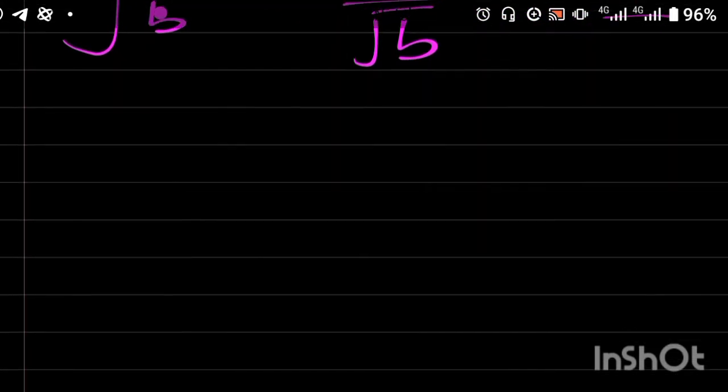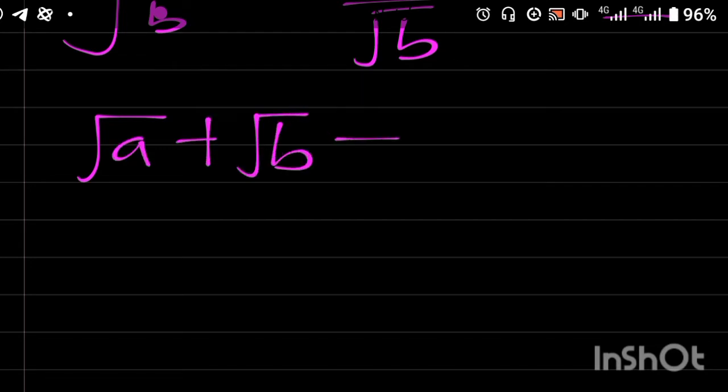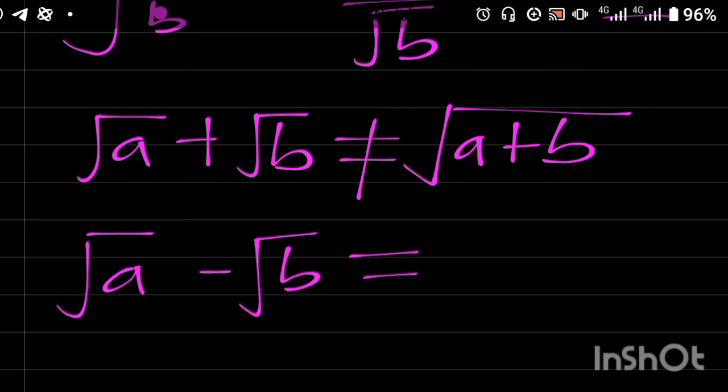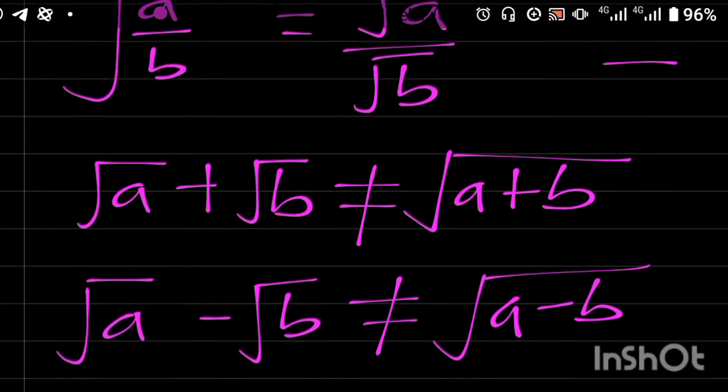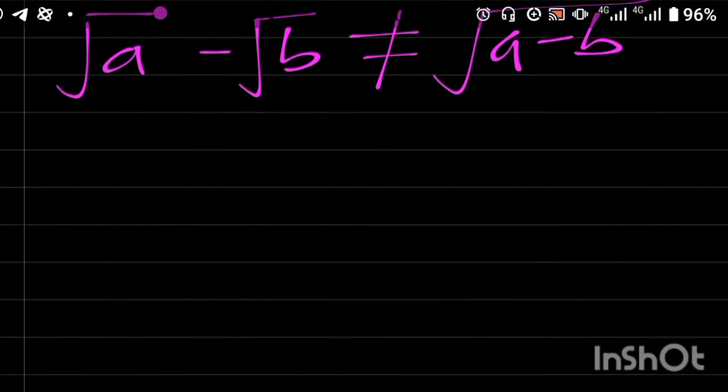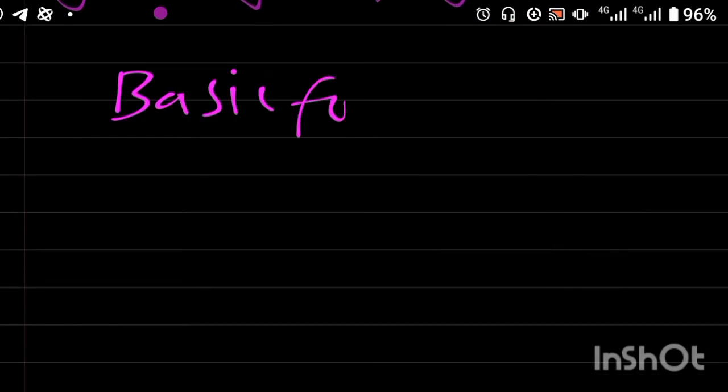But take note, square root of A plus square root of B is not equal to square root of A plus B. And square root of A minus square root of B is not equal to what? Square root of A minus B. Now take note of that. The two simple basic rules of surds are this and this. Basic forms.